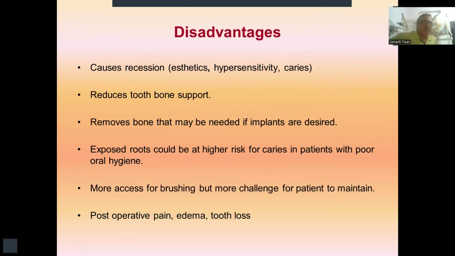Disadvantages: it causes recession, reduces tooth bone support, and removes bone that may be needed if implants are desired. Exposed roots could be at a higher risk for caries in patients with poor oral hygiene. There is more access for brushing, but more challenge for the patient to maintain, post-operative pain, edema, and tooth loss.